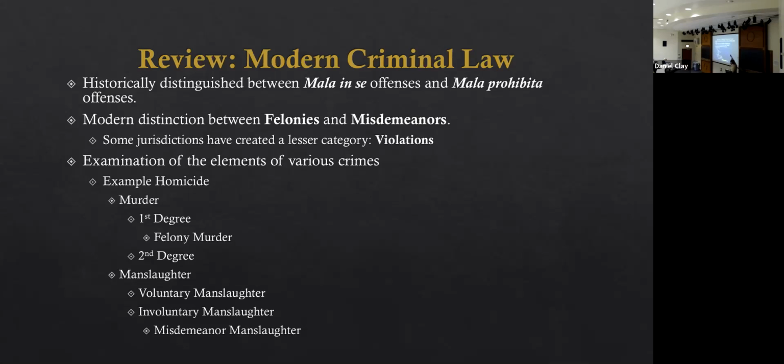If we looked at the elements of various crimes, we looked at homicide, murder, first-degree murder, felony murder, second-degree manslaughter, voluntary, involuntary, and misdemeanor manslaughter. So there are all kinds of variations of murder. When we say murder, it's important for us to conceptualize and operationalize what exactly we mean, because there are 6 different kinds of homicide that I have on your screen. So it's conceptually important to understand what they are.